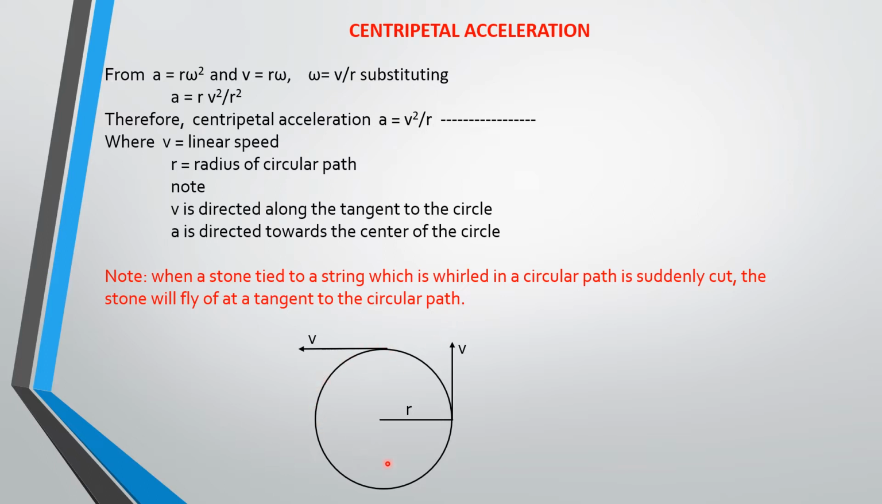If you check most of your JAMB questions, you will see questions with this type of statement. So take note that for any object describing a circle, if the string cuts, the object will fly out along the tangent to the circular path. Take note of that. Okay, so we are going straight now to solve some problems related to these equations that we just derived.